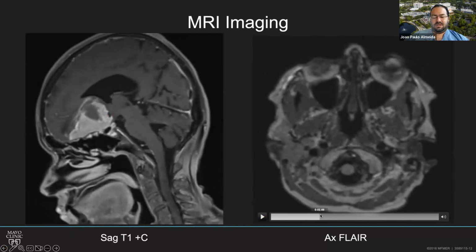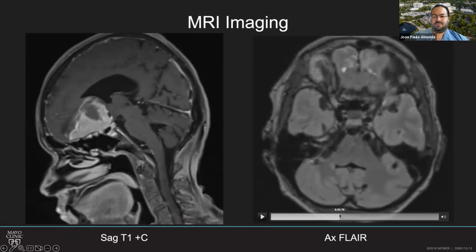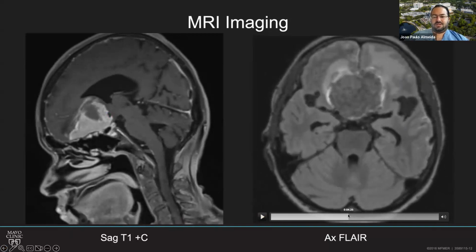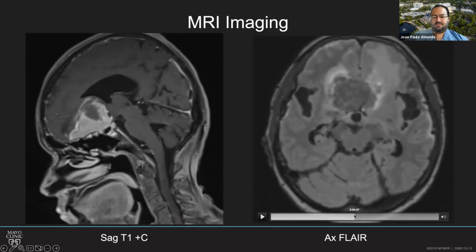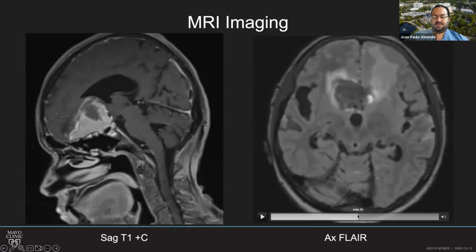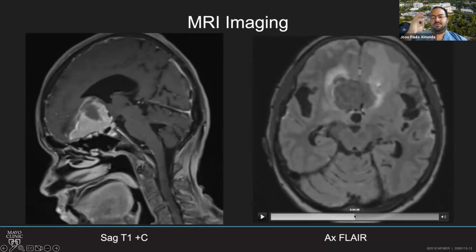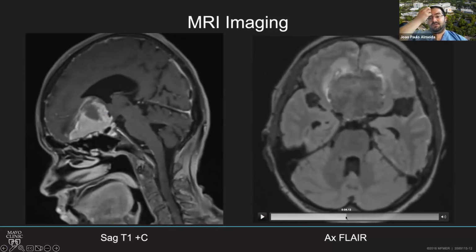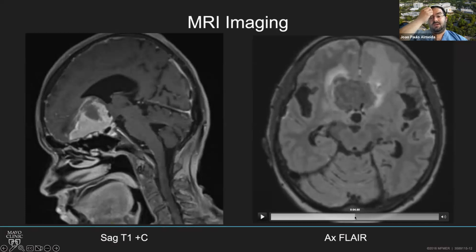And then in the FLAIR, sometimes it's important to observe, of course, the amount of edema. So we can see bilateral, bifrontal edema in this case, which is important to take into consideration because, of course, ideally in our surgical approach, we would like to minimize injuries to the frontal lobe.